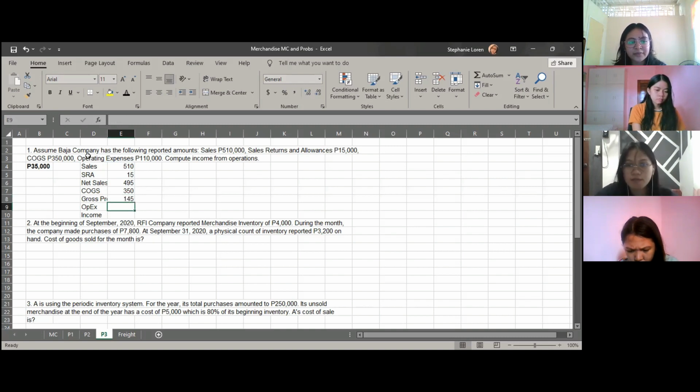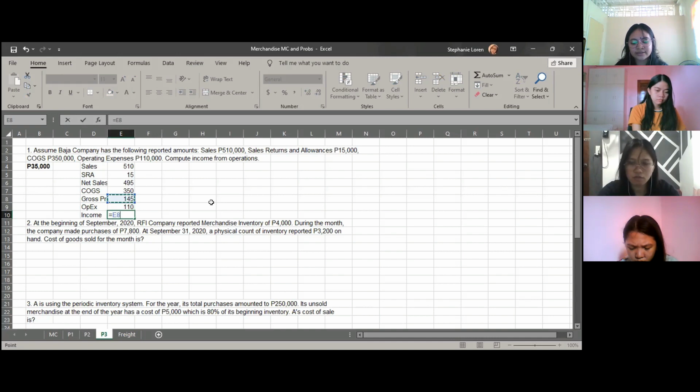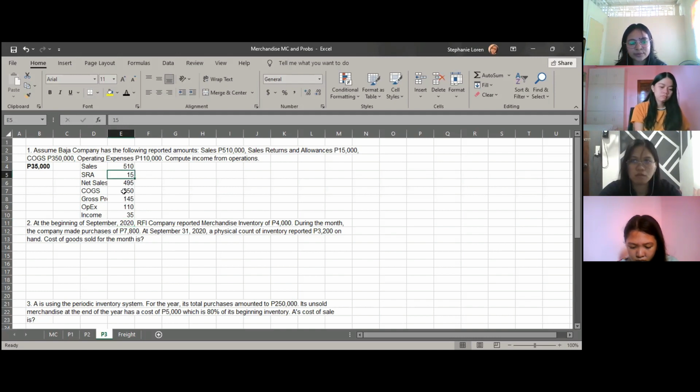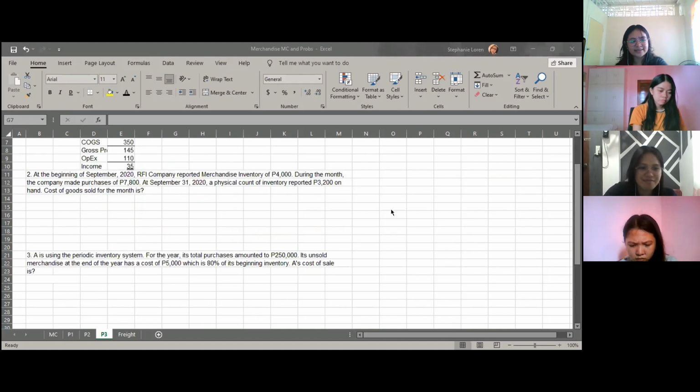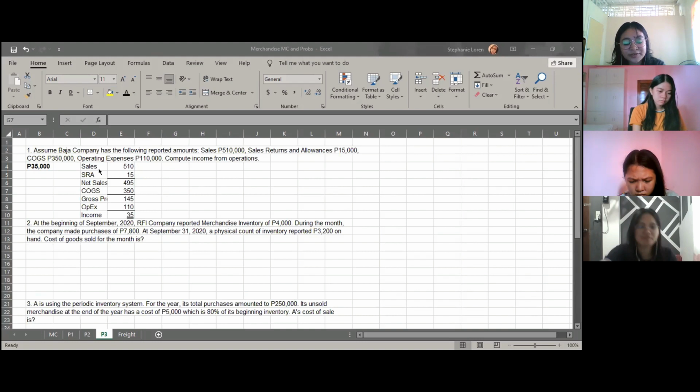145,000 less operating expenses. So your operating expenses is 110. And then your income is gross profit less OPEX, 35,000. Ayun. Gross profit. Ayan. So, na-follow ba yung kung paano na-compute yung income? Yes, I assume. So, ayan, dapat kabisado niyo yung formula, yung computation, tapos yung breakdown parate. From sales hanggang sa cost of goods sold, hanggang sa parating kayo sa income. Dapat memorize niyo yung formula.